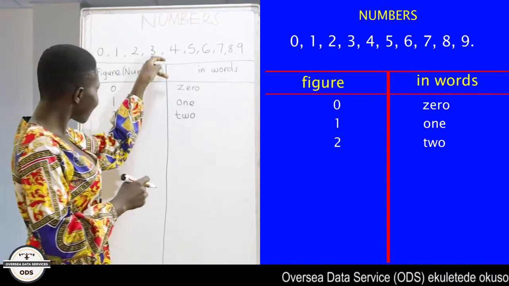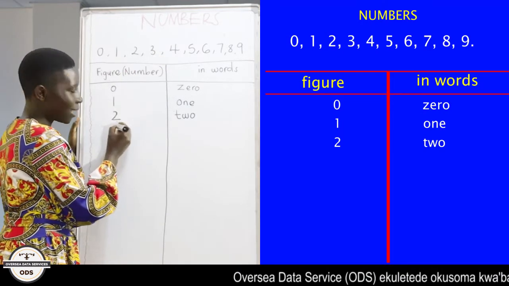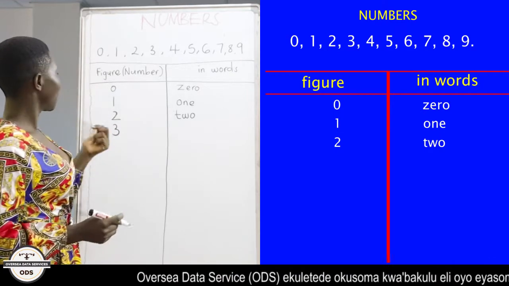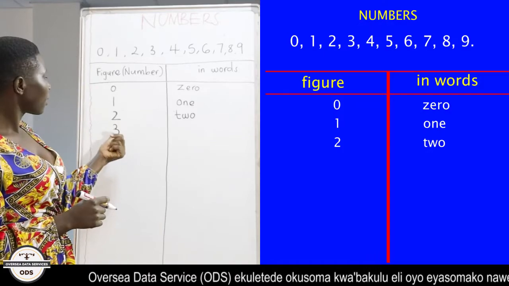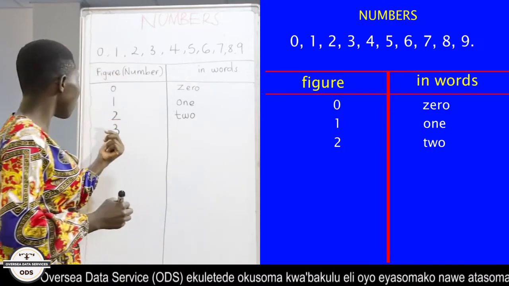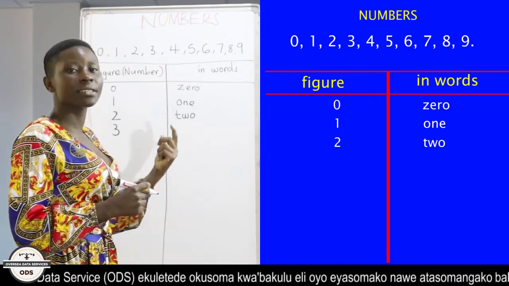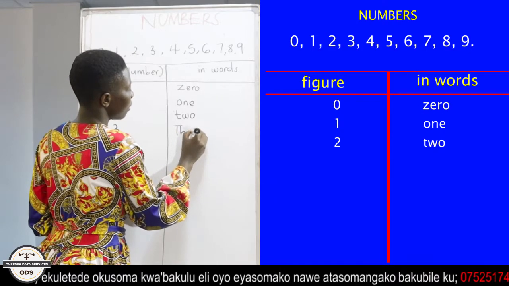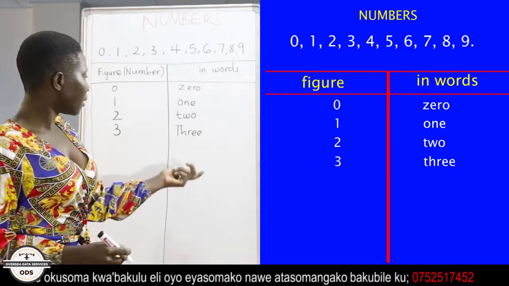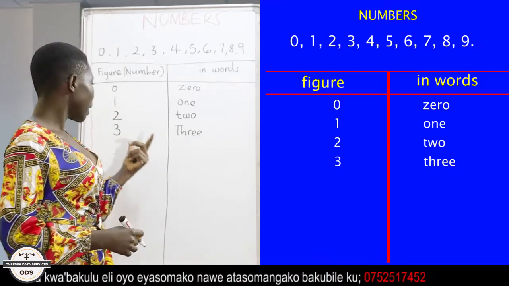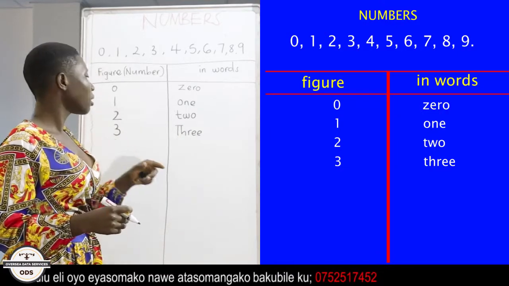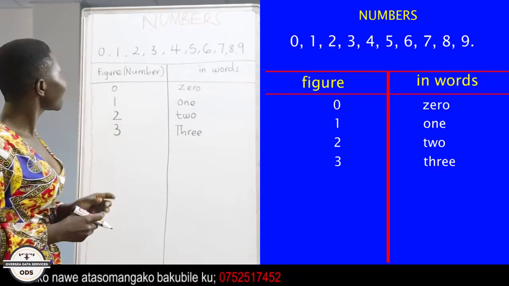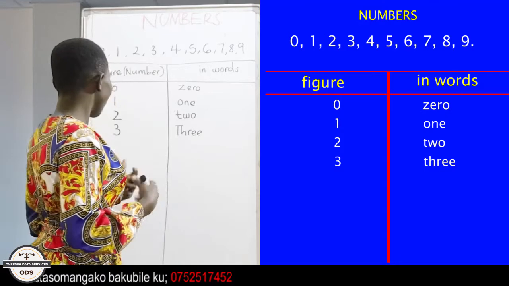We have the next number, 3. How do we write 3? Like this. This is number 3. And how do we write it in words? It is T-H-R-E-E. That becomes the word three. We say three and we write it as three in words like this. Okay, let us continue. We go slowly.